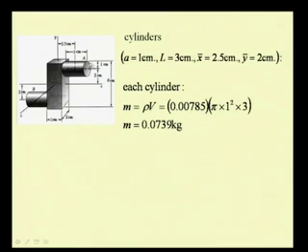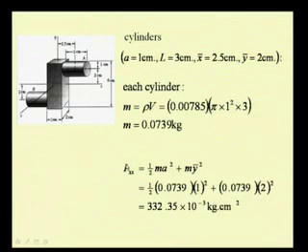Let us find the mass of the cylinders. The mass of the cylinder is rho times V, the volume of the cylinder. Rho is known, the density of the steel is given to us as 0.00785, times the volume, which is nothing but pi r square times h, that is here in this case the length of the cylinder. So, from this we get the mass of the cylinder as 0.0739 kg, and this is the mass of this cylinder also.